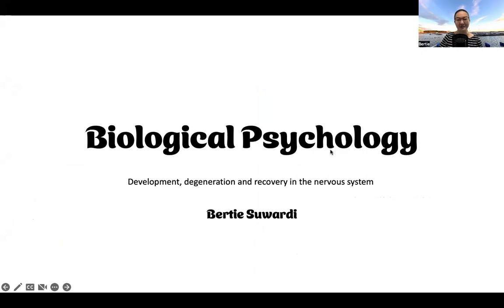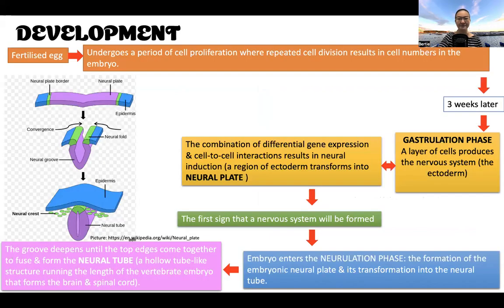Biological psychology, development, degeneration, and recovery in the nervous system. Development. Fertilized egg undergoes a period of cell proliferation where repeated cell division results in increased cell numbers in the embryo.